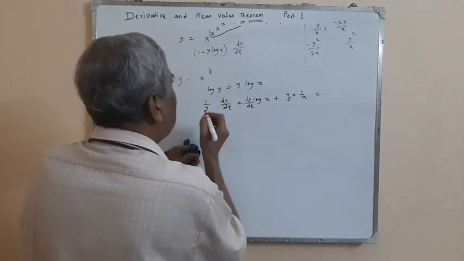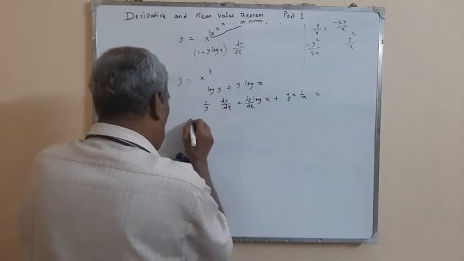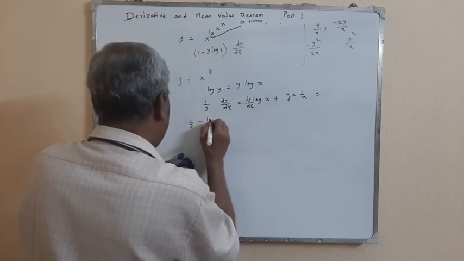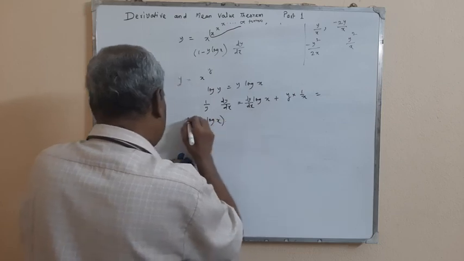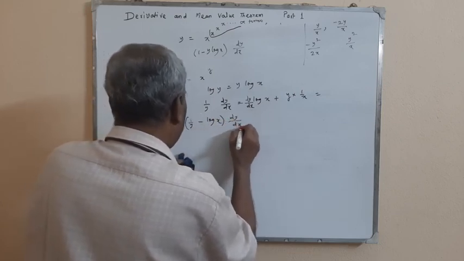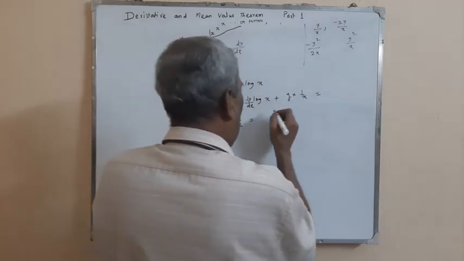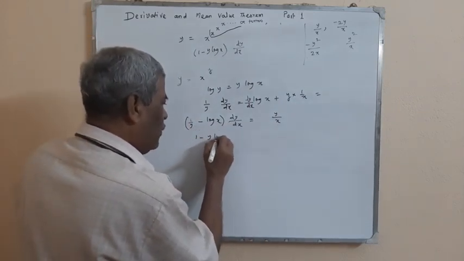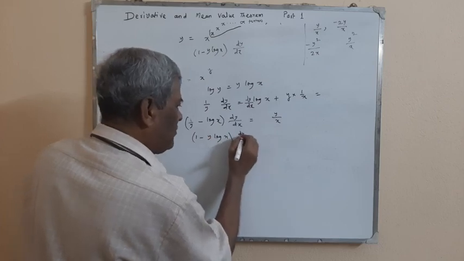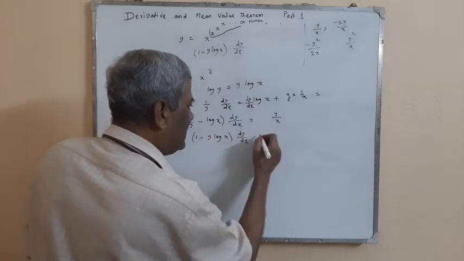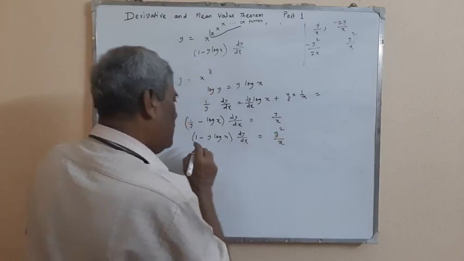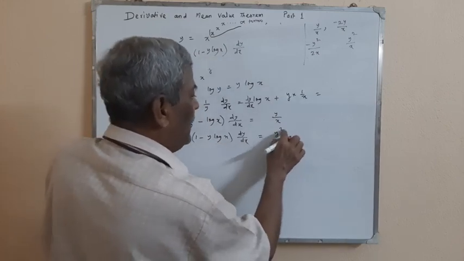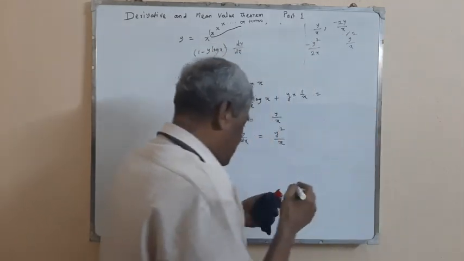Now taking 1 by y into dy/dx minus log x into dy/dx is equal to y by x. Now simplifying this, 1 minus y log x into dy/dx by y is equal to y square by x, so that we get 1 minus y log x into dy/dx is equal to y square by x. So fourth option is correct.